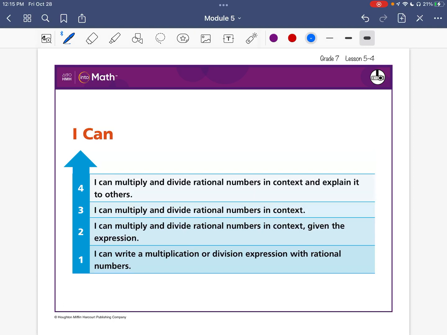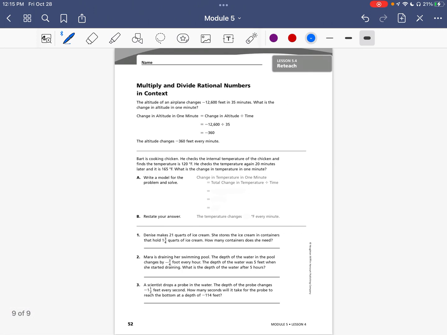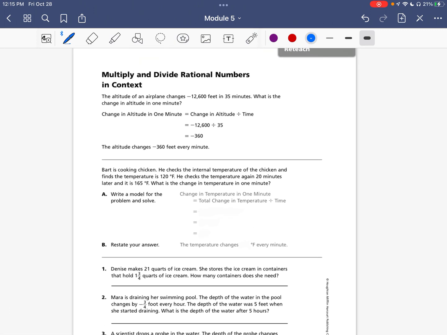This is grade 7, module 5, lesson 4. Our I can statement for today is: I can multiply and divide rational numbers in context. So here we have a couple of word problems.